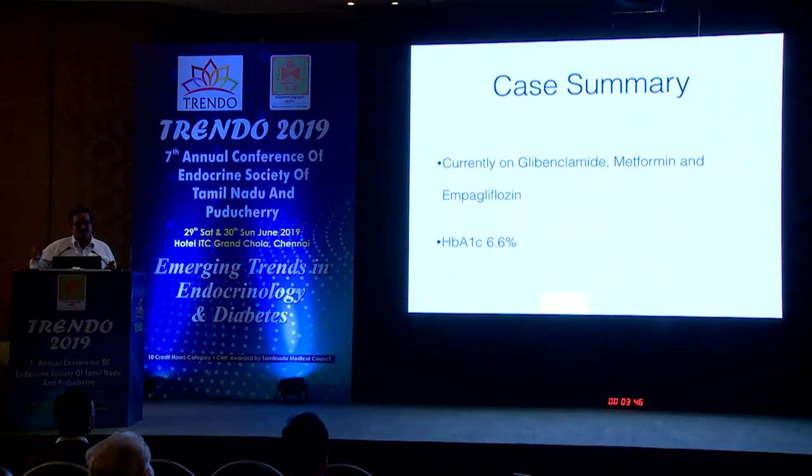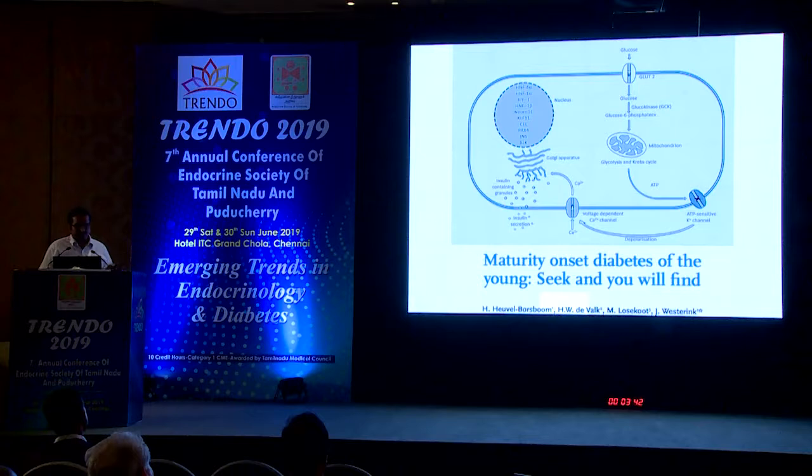And because of that history, we went back and got the genetic testing done, and it was very rewarding in this patient. So I end by quoting this important line: maturity onset diabetes of the young, seek and you will find. Take a detailed family history. I can't emphasize this more. If there is one take-home point of this talk, take a very, very detailed family history. It often offers you clues on what kind of therapeutics you have to use.